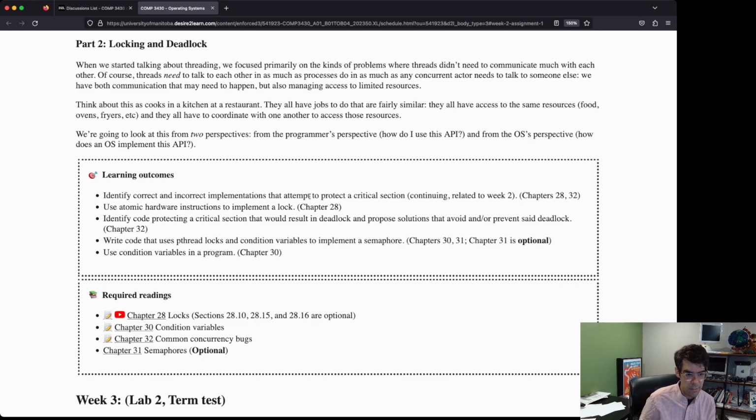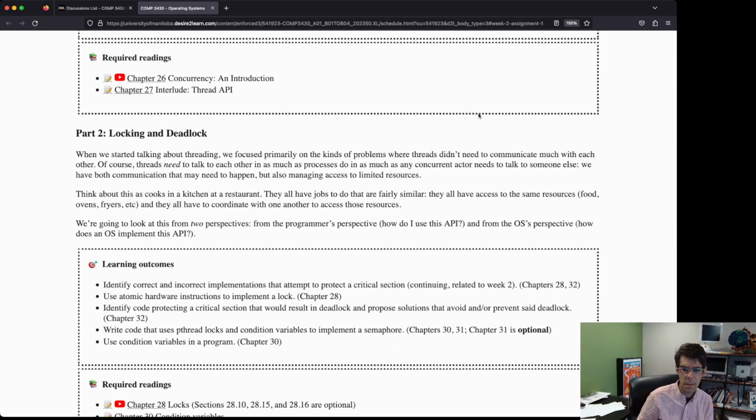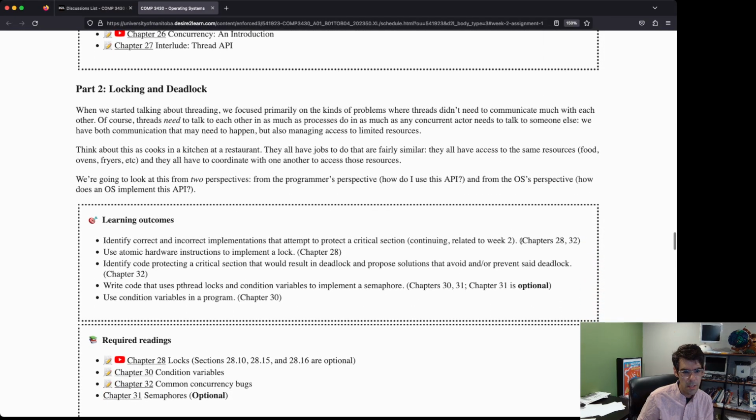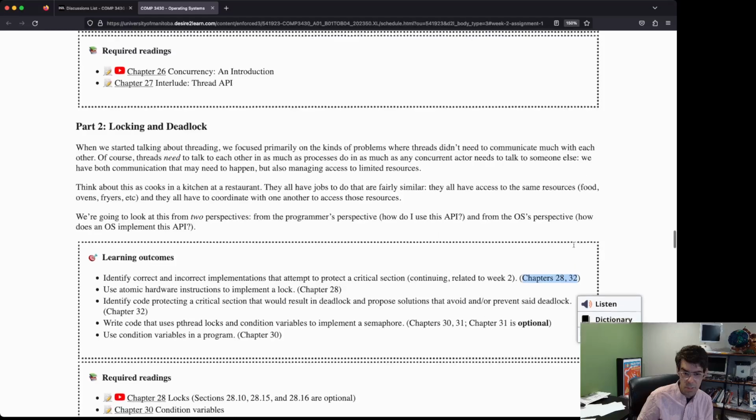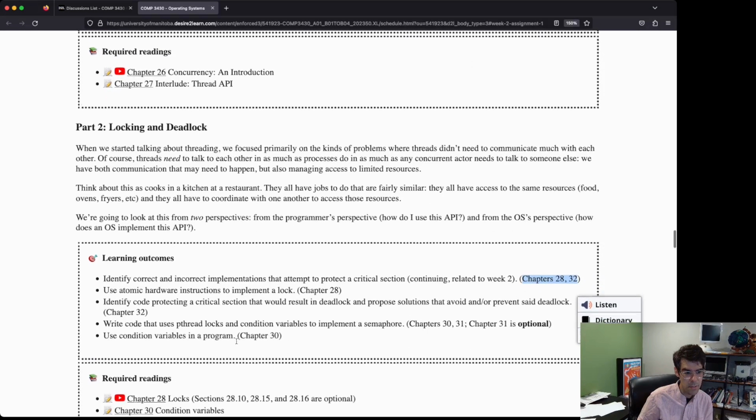Identify correct and incorrect implementations that attempt to protect a critical section. These relate to week 2 and week 5. That's a typo on my part, I'm sorry. That's kind of a fallback to previous offerings of this course. This is now also chapters 28 and 32. So it's chapters 26, 27, 30, 28, and 32.